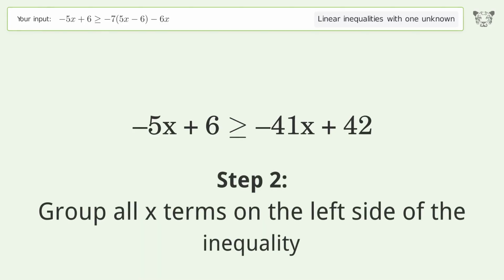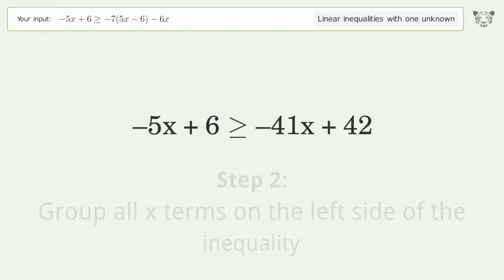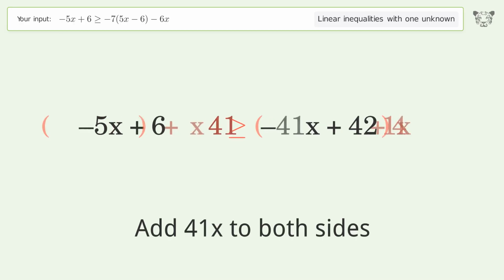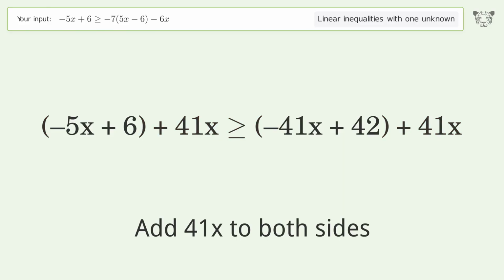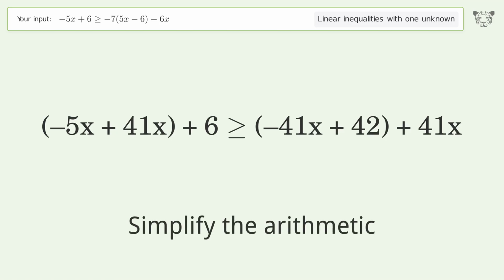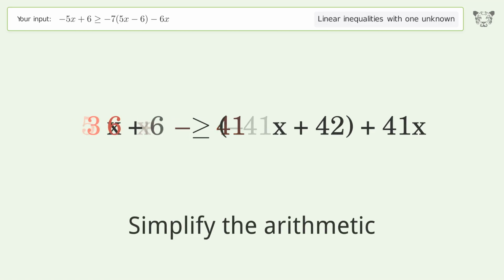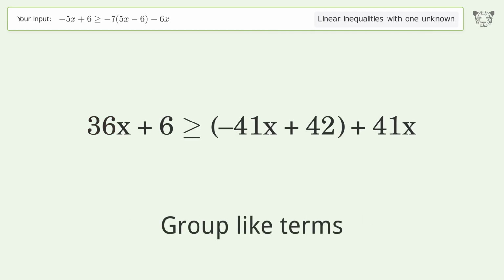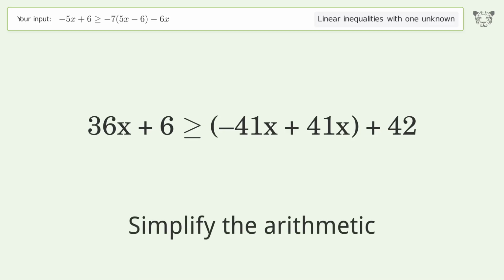Group all x terms on the left side of the inequality. Add 41x to both sides. Group like terms. Simplify the arithmetic. Group like terms. Simplify the arithmetic.